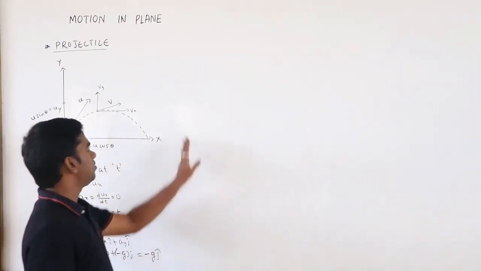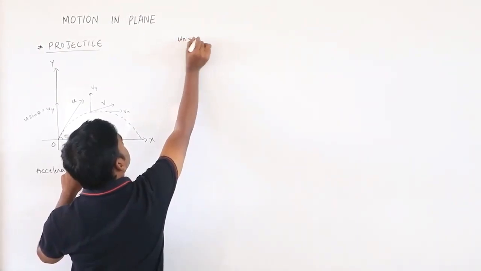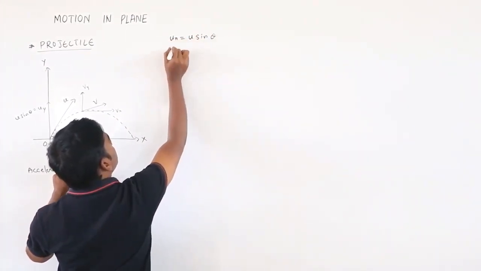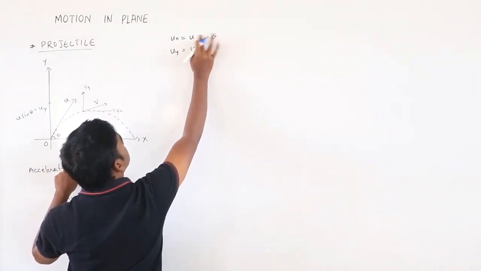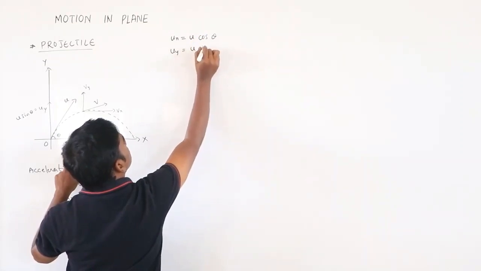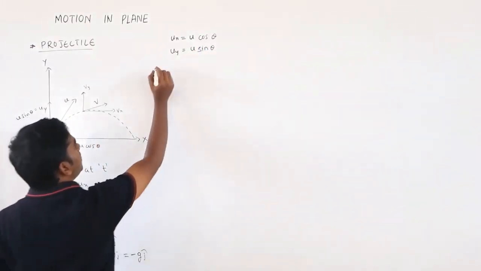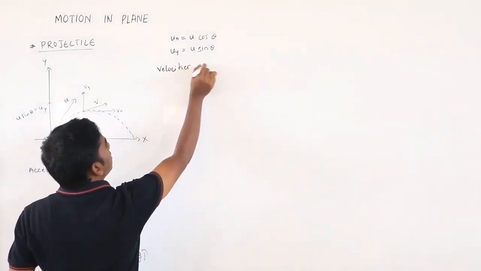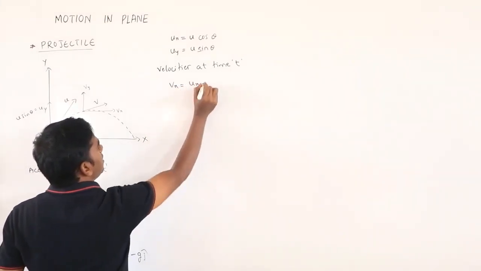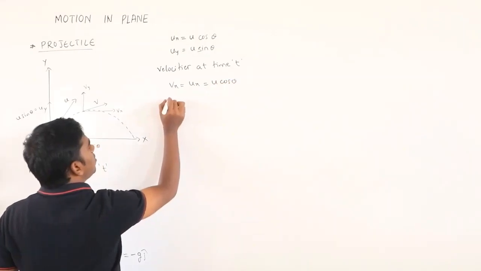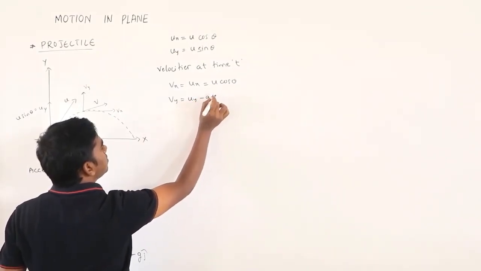Now if I come to writing the velocities at time t, ux is equal to u cos theta, and uy is equal to u sin theta. So what about the velocities at time t? Vx is equal to ux, which is nothing but u cos theta. What about vy? Vy is uy minus g into t.